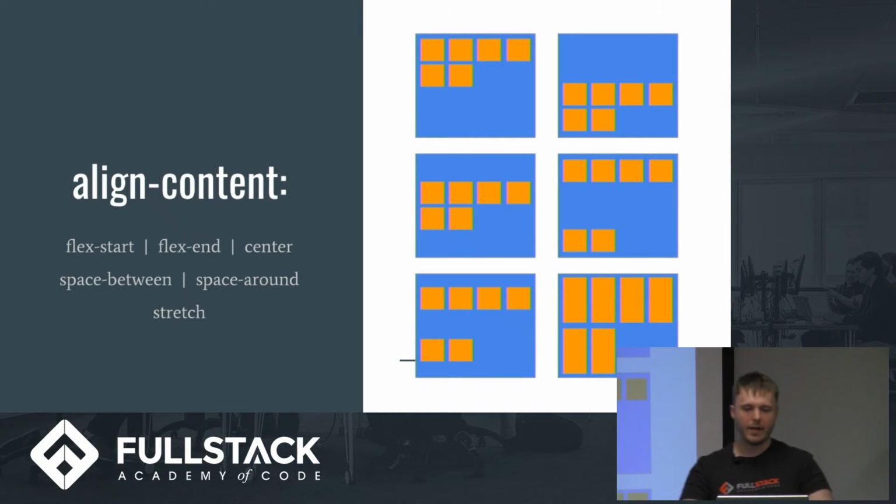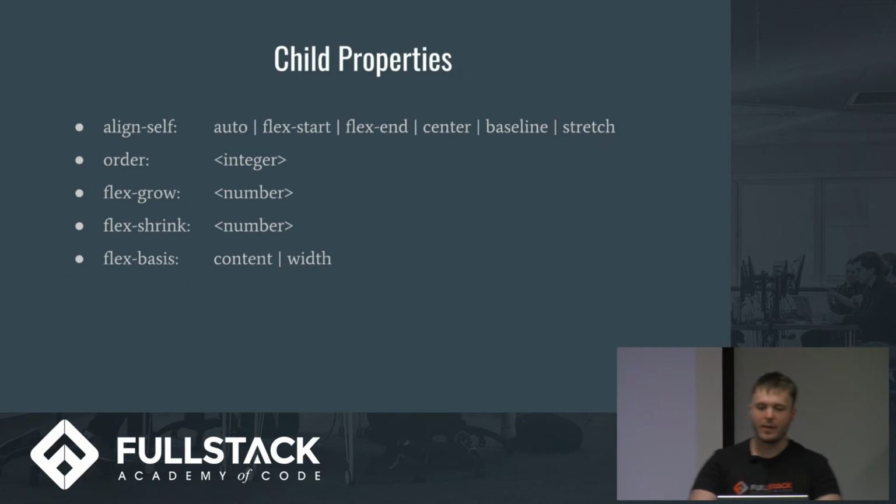And then align content. Let's say you have wrapped items, multiple items. Then, same thing, all of these should look very familiar. We have flex start, flex end, center, space between, space around, and stretch. You've seen these already. They're just applying to multiple elements. Really, really convenient. So now we're going to jump into the child properties.